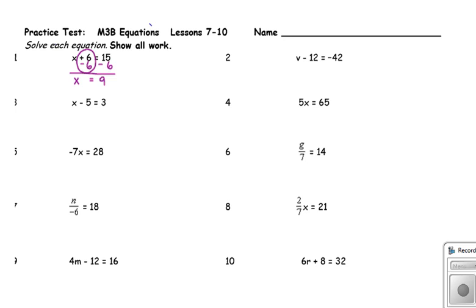In the next problem, it says to subtract 5, so we add 5. Do the same thing with the same number on both sides of the equation. This will equal 0, leaving x on the left and 8 on the right.